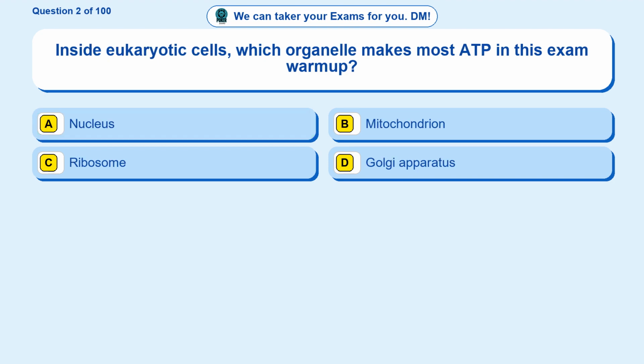Question 2. Inside eukaryotic cells, which organelle makes most ATP in this exam warm-up? Option A, nucleus. Option B, mitochondrion. Option C, ribosome. Option D, Golgi apparatus. The correct answer is option B, mitochondrion.